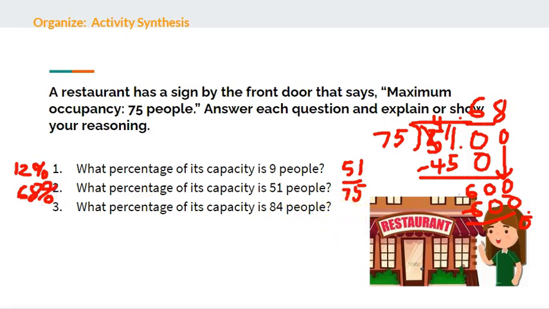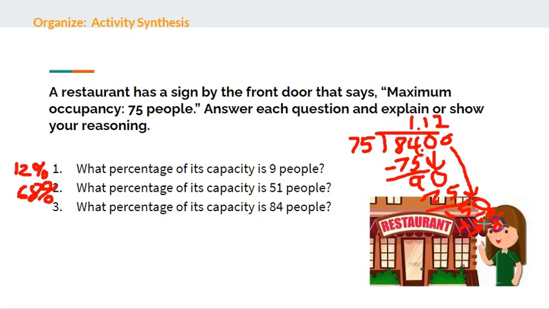What about 84 people out of 75? Dividing it out, we would have gotten 1 and 12 hundredths, which is the same as 112%. And that makes sense because 84 people is more than the 75 maximum capacity. So actually, 9 people got to leave, don't they? Because if they don't get out of there now, they could get in a lot of trouble.